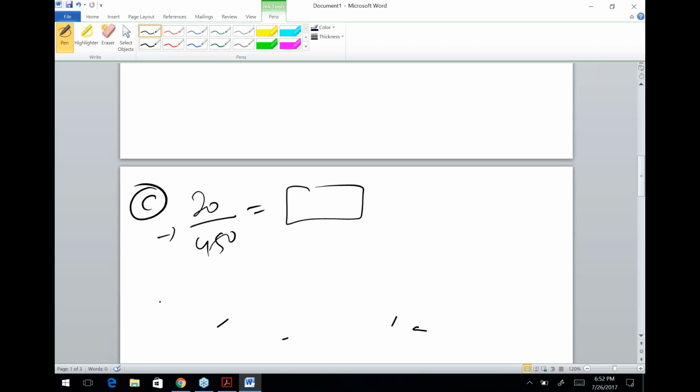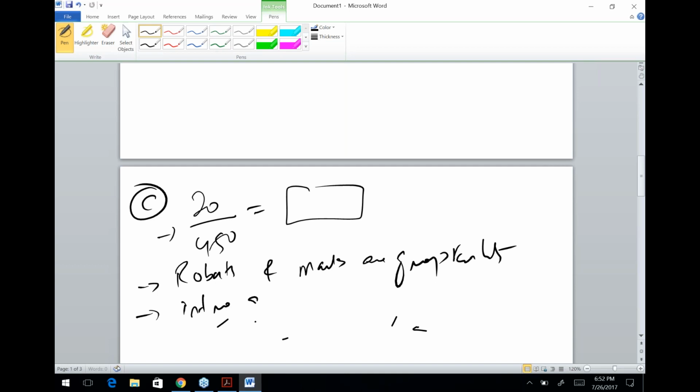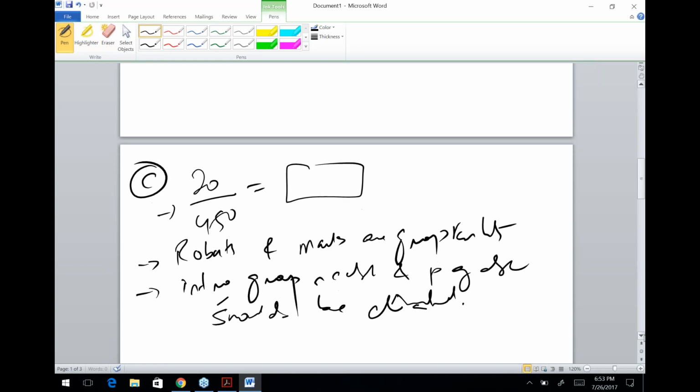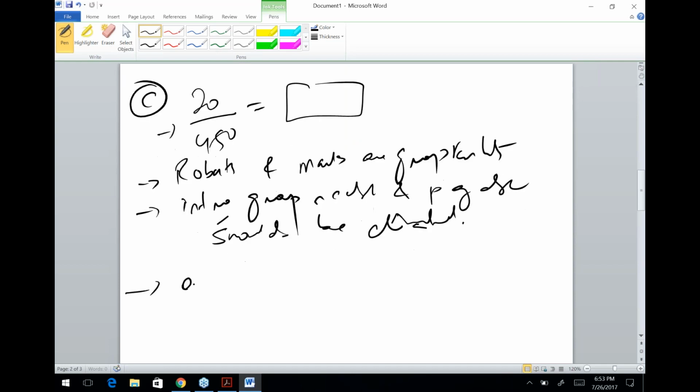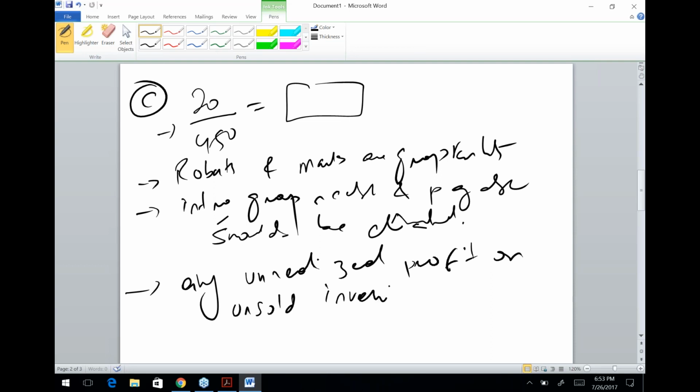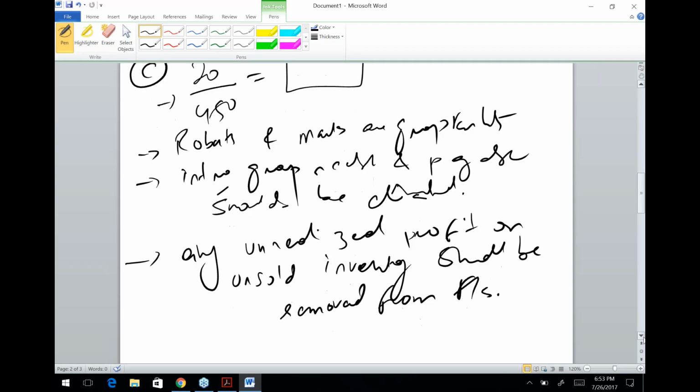The area to be considered over here is that since Roberts and Marks are group entities, the intra-group receivable and payable should be eliminated. Furthermore, any unrealized profit on unsold inventory shall be removed from the financial statements.